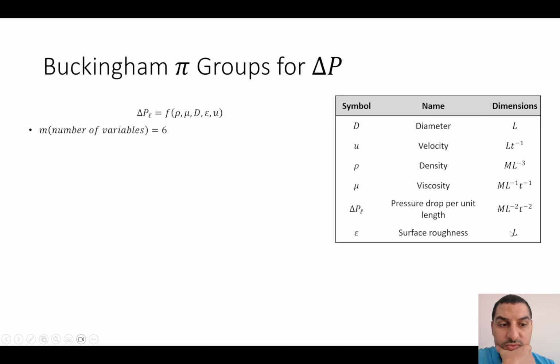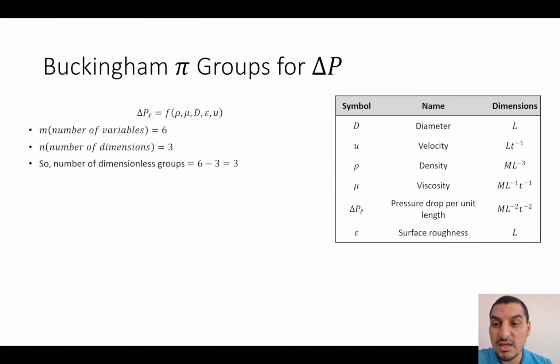So according to the pi theorem, we have m minus n groups, which is 6 minus 3. So we'll have 3 dimensionless groups. And for these 3 dimensionless groups, we still don't know the shapes of these dimensionless groups, and this is what we're going to do. But we know that we can reduce these 6 variables to 3, which is a very, very good thing.